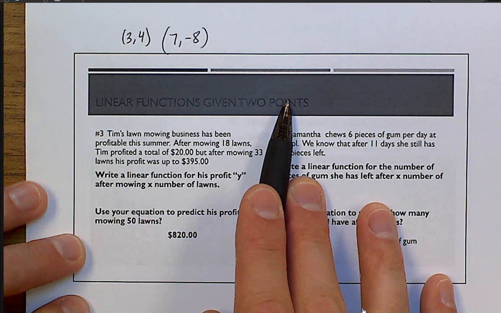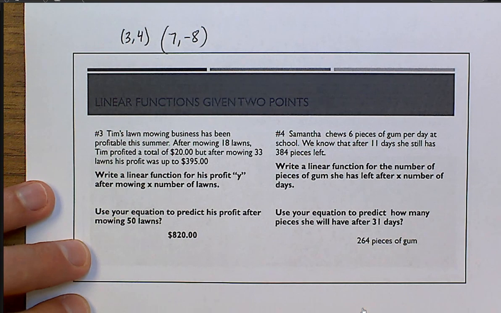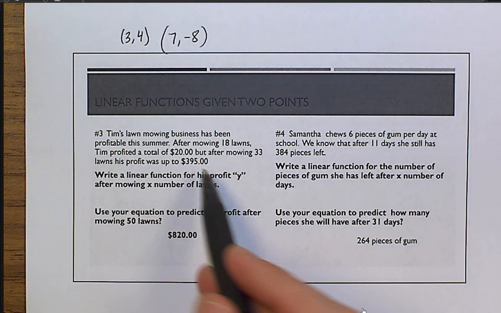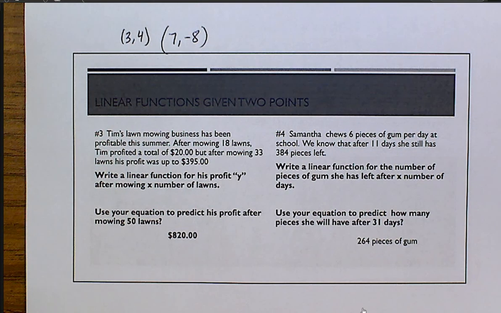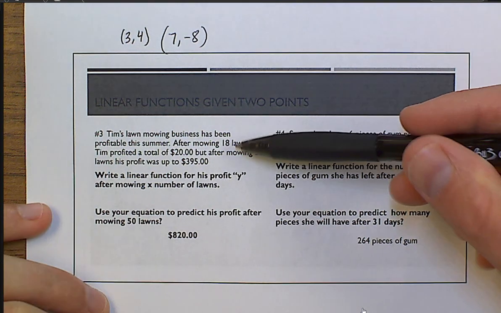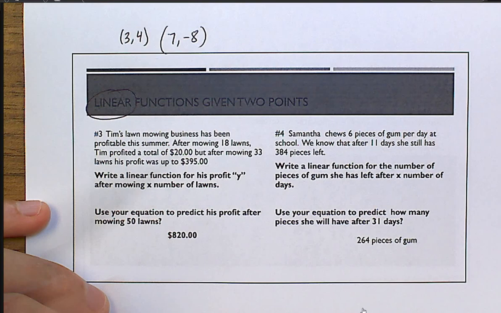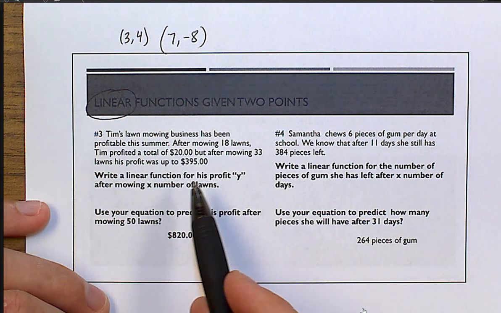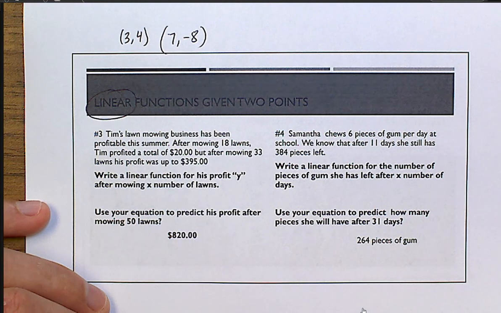So it says, Tim's lawn mowing business has been profitable this summer. After mowing 18 lawns, Tim profited a total of $20. After mowing 33 lawns, he profited $395. Write a linear function for his profit. Now, when I look at this, in my head, I know it's linear, so I know I have to have a slope, correct? I have to have a rate. And when I read this, unlike the first two, I have no idea what he's making per lawn. That's what we've got to figure out.